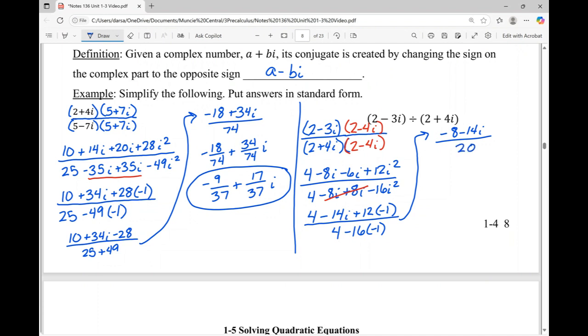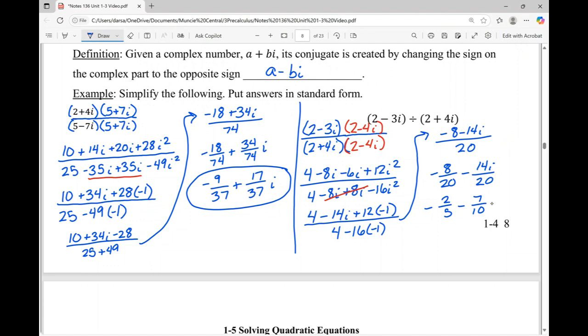Is this standard a plus bi form? It is not. How do I fix that? We "uncommon denominator," which means we're going to put that 20 under all of the terms from the numerator. And then we will reduce our fractions. So 8 over 20, let me see, those are both divisible by 4. So we'll get 2/5, and 14 and 20 are both divisible by 2.